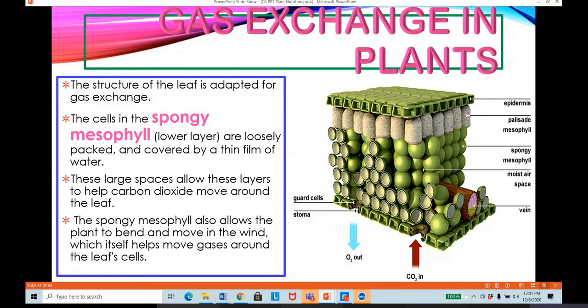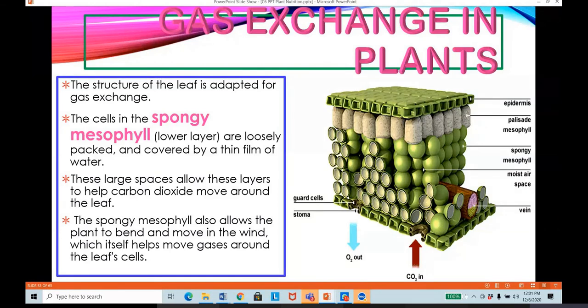So the cells in the spongy mesophyll, which is the lower layer, are loosely packed and they are covered by a thin film of water. Okay, so you can see not only are they round in shape, they are loosely packed, allowing the exchange of the gases as well as the water. And also they are lined by a thin film of water.